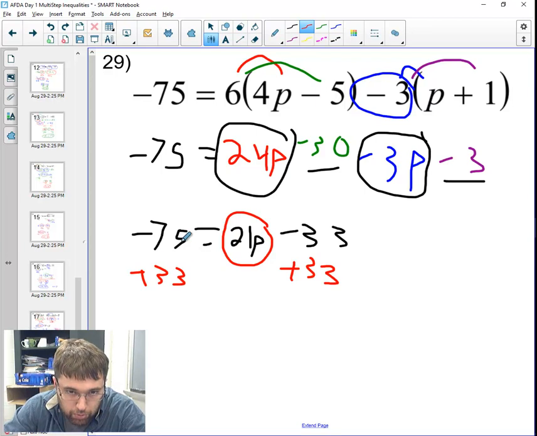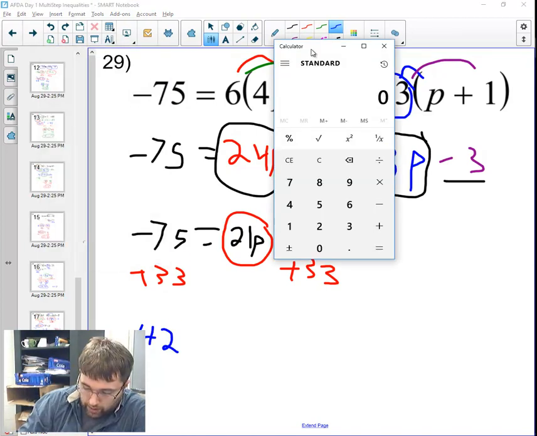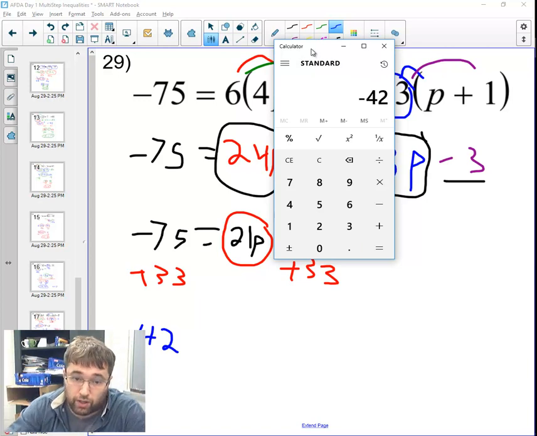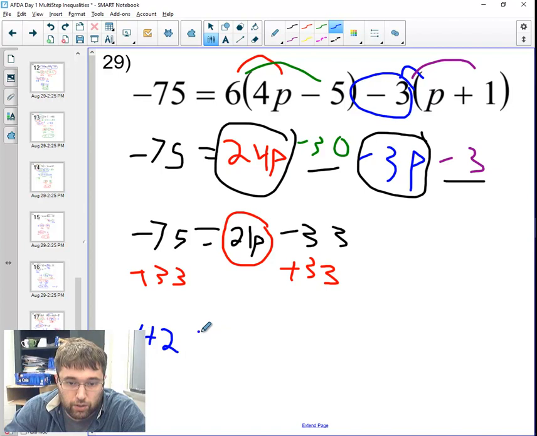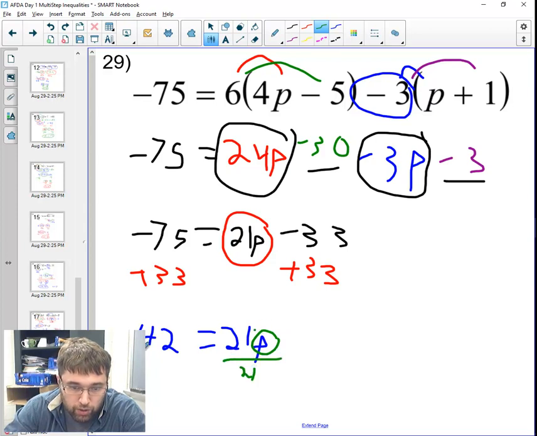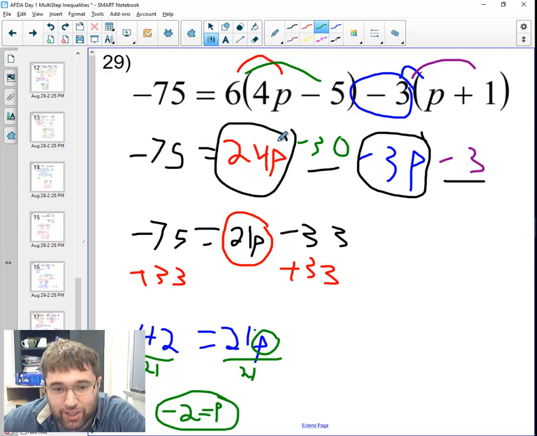And remember that trick, this is going to be a multiple of 21. So let's see here, 21, 42, or it's going to be 63. I'm going to guess it's 42. And let's actually do the math. Negative 75 plus 33 equals negative 42. I was correct. Equals 21p. Circle the variable, take care of the hater. This is multiplying, so I divide by 21. And I get negative 2 equals p. Hope you learned a lot, and I will see you later.